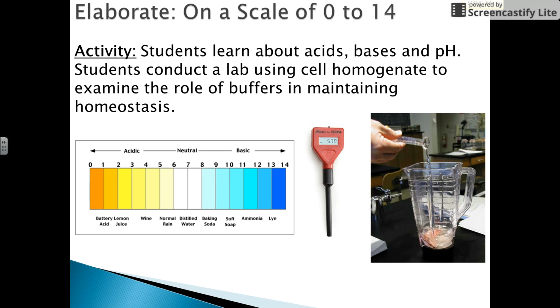This is always fun to do in front of the class. Placing food items in a blender and blending them up is very engaging to the kids. Again, you can use almost anything to create your cell homogenate, from liver to potato to apple. You can also use yeast cells in this activity.